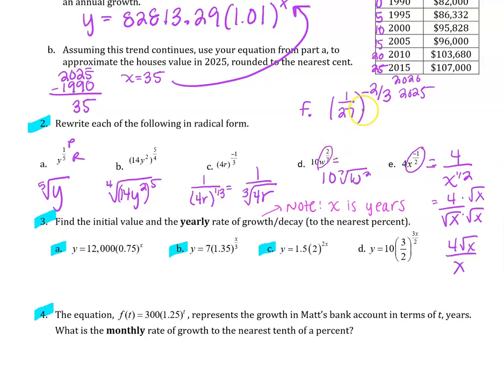Now I added an f up here just to discuss what happens when you have a fractional base raised to a negative exponent. When it's a fraction, you can just simply flip the base, and now it's a positive 2/3. This is the cube root of 27 squared. Cube root of 27 is 3. 3 squared is 9.